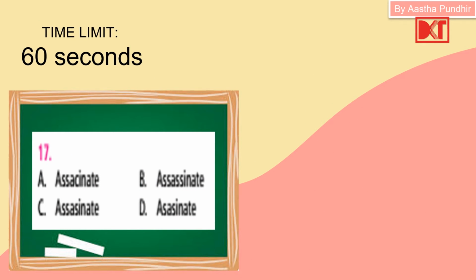Alright, so here we have the word assassinate and the correct spelling is B. A-S-S-A-S-S-I-N-A-T-E. Now assassinate is used for the killing or murder of people who are prominent. Like when in India the Prime Minister was killed, it was called the assassination of the Prime Minister. Okay.